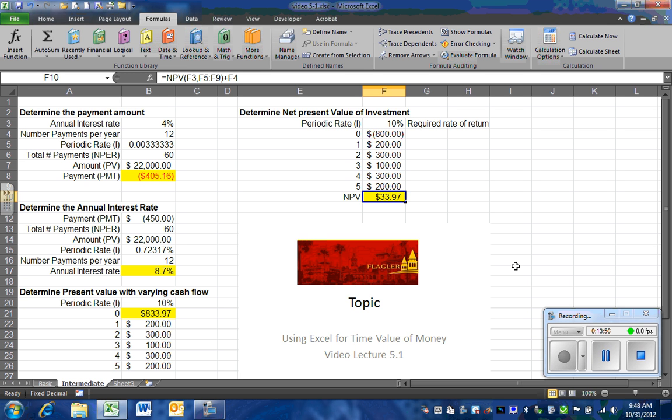Now, you don't have to master all of these right now. We will be using an intermediate, determining the payment amount for installment loans, and we'll be looking at the calculation of annual interest rates when we look at leases, and we will be using quite frequently the present value of varying cash flows. So keep this video in mind. If you need to come back and refresh it, hopefully it will help you out.